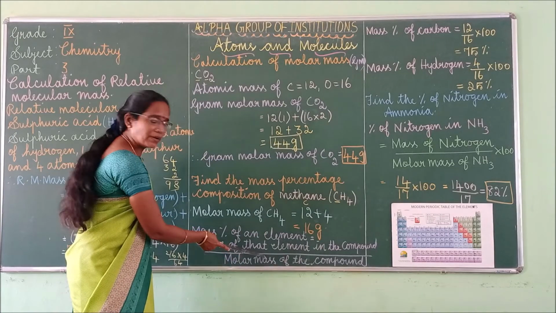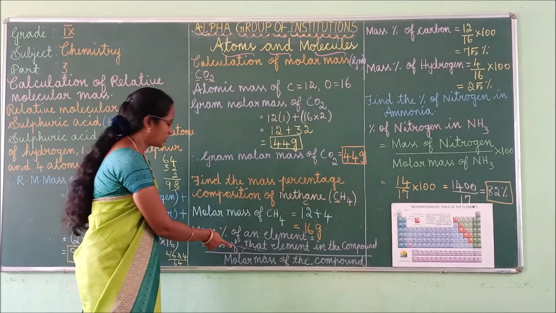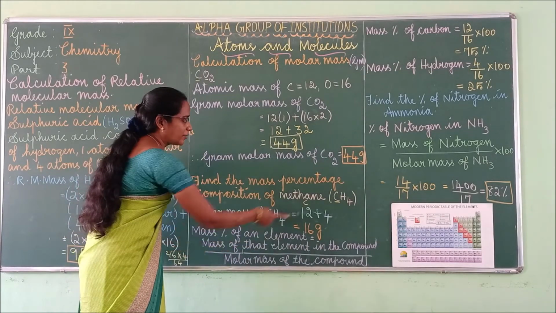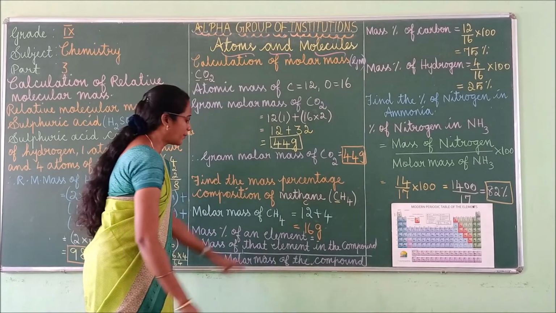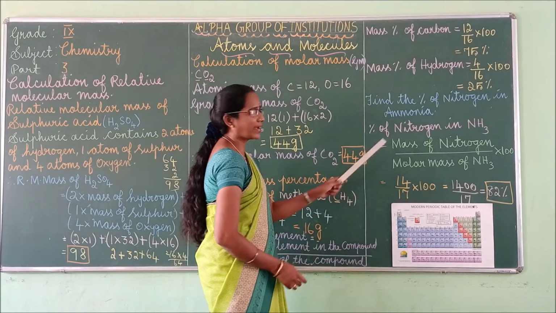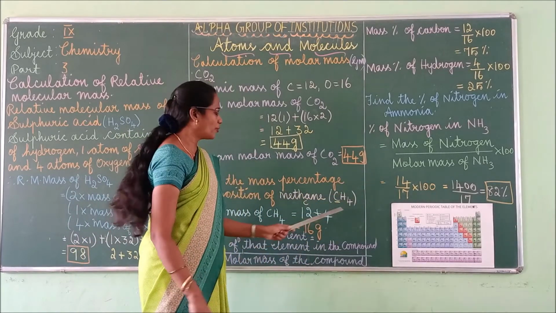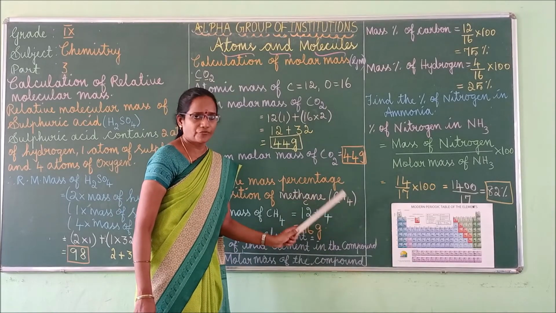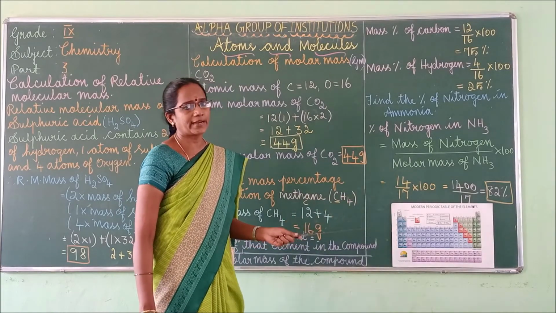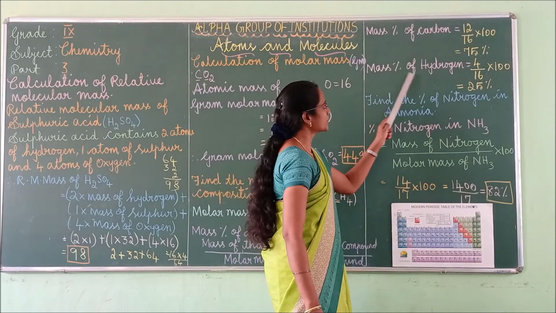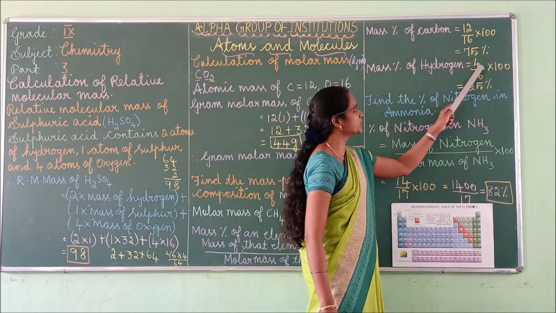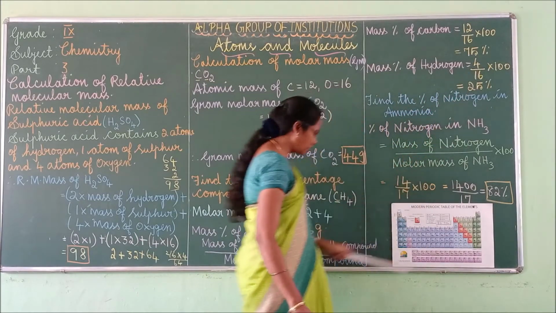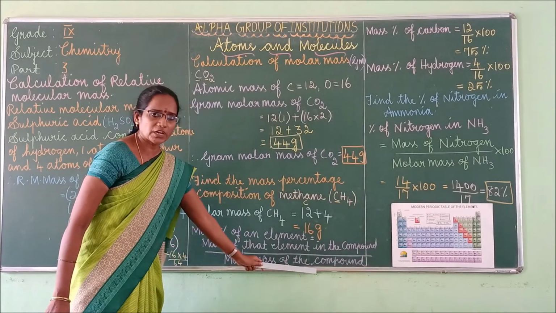Right. For that the same formula you have to apply here. Right. Mass of that element means it mentions hydrogen element. What is the atomic mass of hydrogen? It is 1. How many hydrogen atoms are present? 4. So 1 into 4 will be getting 4. So mass percentage of hydrogen is equal to 4 divided by molar mass of the compound.